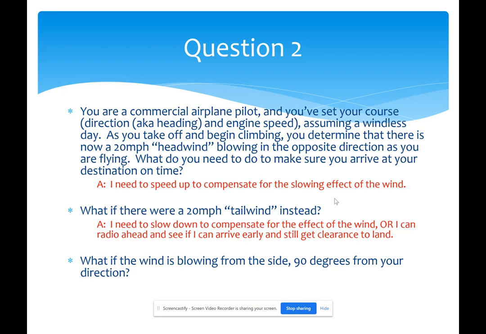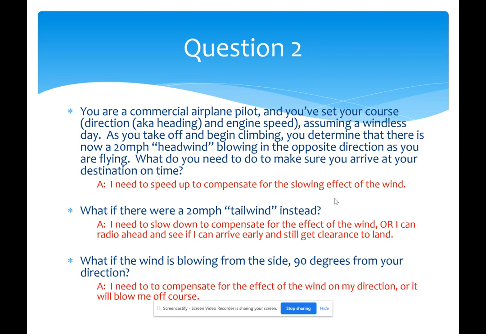What if the wind is blowing from the side, 90 degrees from your direction? Well, it's going to blow your airplane off course. So you have to compensate for the effect of that wind, or otherwise you will be blown off course.